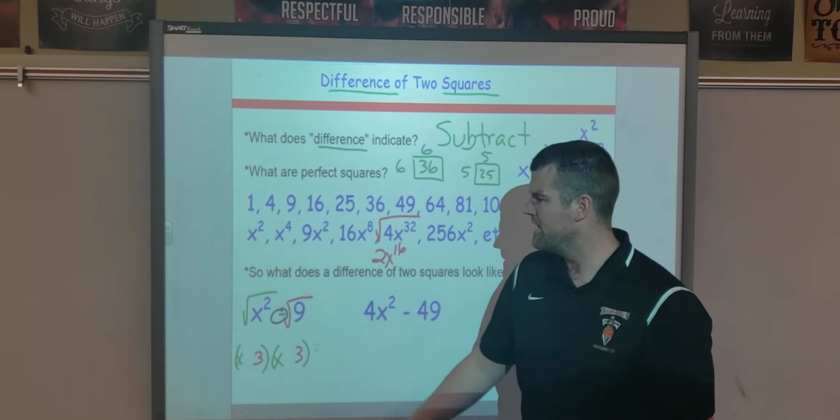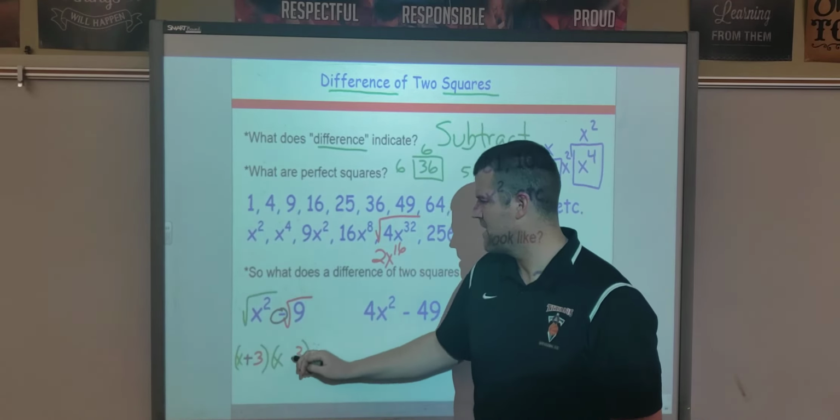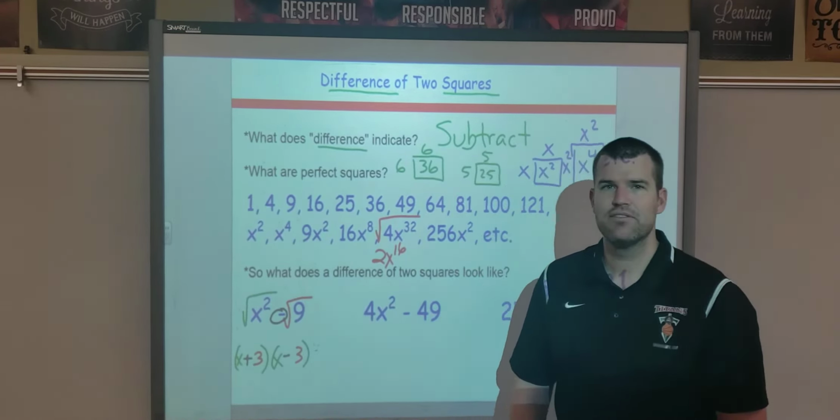The only way to get a negative is if you multiply a positive times a negative. So if we were to factor this using the box, we would end up getting x plus 3 times x minus 3. If you don't believe me, try the box. It works, I promise. Here's another example.